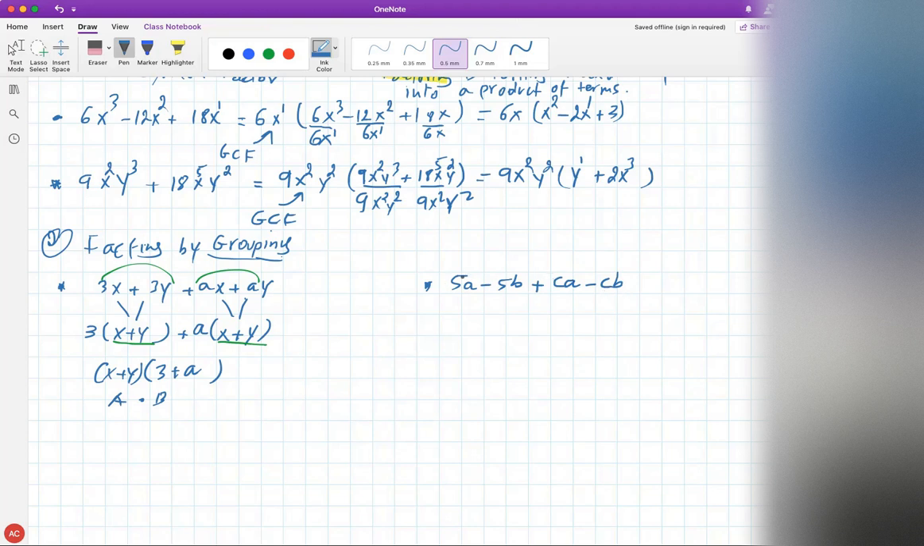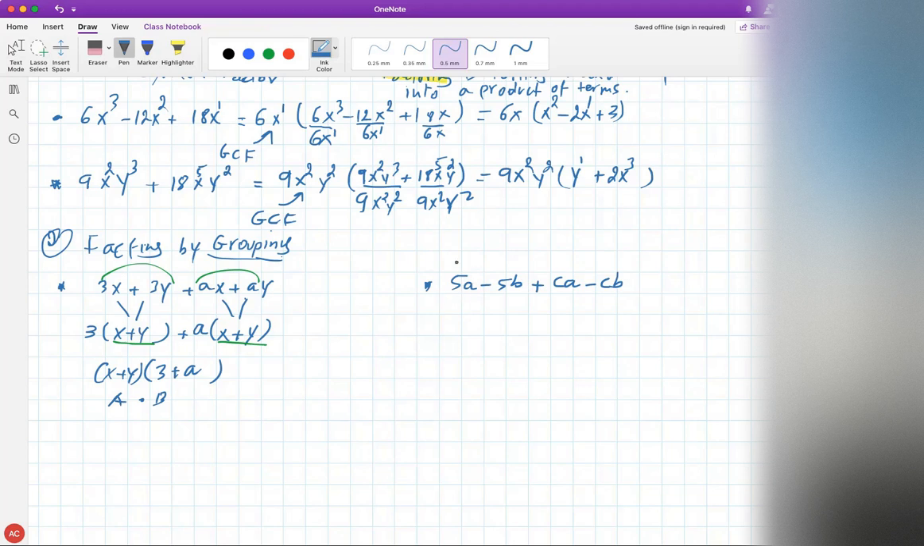For all the terms at the same time? No, we don't have one. There's nothing in common. We've got to group them. That's right. First, there's nothing in common between all of these. The other one is going to be 5(A minus B) plus 6C(A minus B).